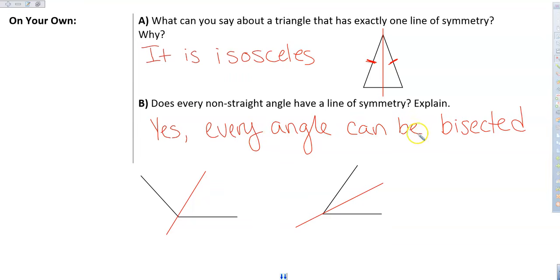And for part B, does every non-straight angle have a line of symmetry? That answer is yes, because I can cut any angle in half. I can bisect any angle and it will fold on top of itself. All right, so hopefully that makes sense. Again, if you have any questions, please write them down.